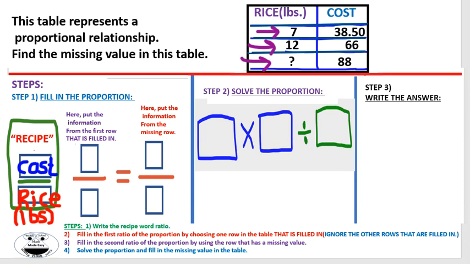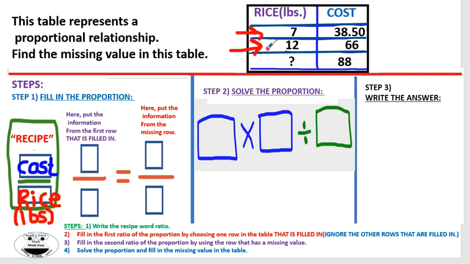We went over that in the previous video as well. And with more practice, you'll get better at it. So let's jump right in and start with the first thing we need to do. So here I wrote, put the information from the first row that is filled in. So we're going to look for a row that is filled in. And I see two rows that are completely filled in. I see this row and this row.